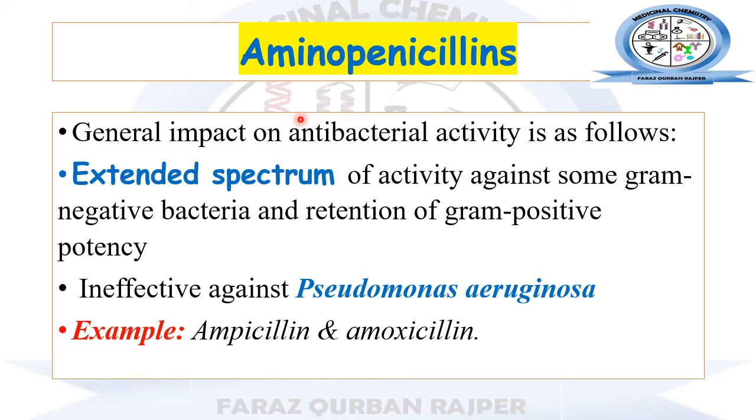The spectrum of aminopenicillin is due to the presence of polar functional group, that is the amino group in the acyl amino side chain, and this amino functional group has increased its penetration towards the porin cell wall channels of gram-negative bacteria, and due to this it is effective against the gram-negative bacteria as well. Now let's check out the chemical structure of the aminopenicillin.